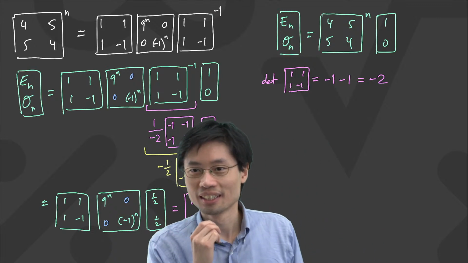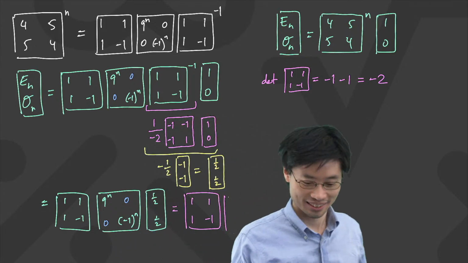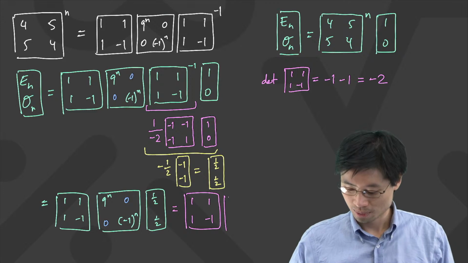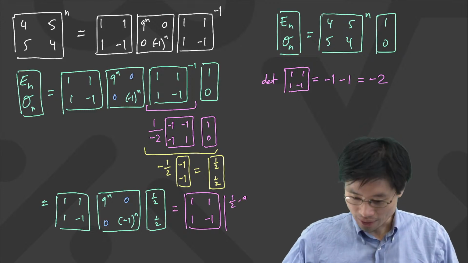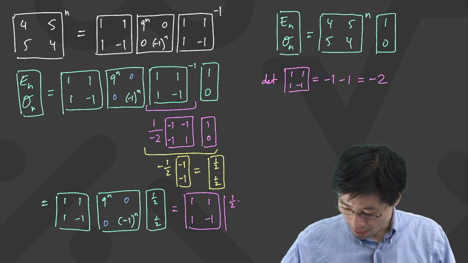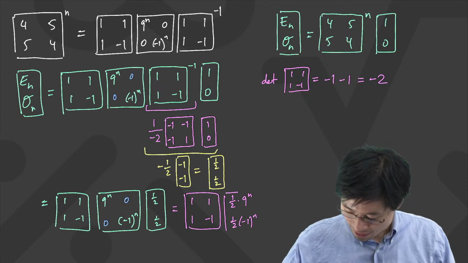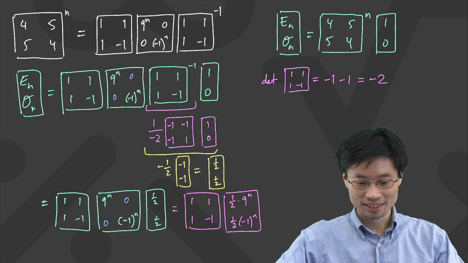Raise hand. Issei? So we will have 1/2 times 9 to the power n. And then 1/2 times -1/3. Okay, let's finish this. All right.